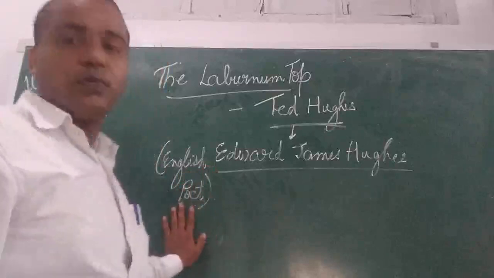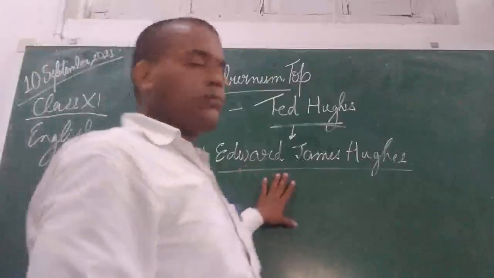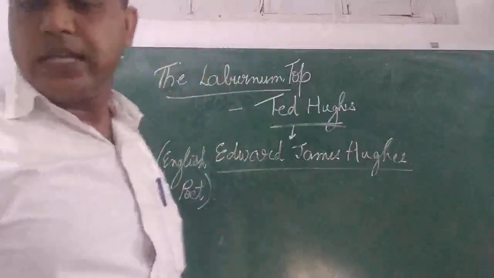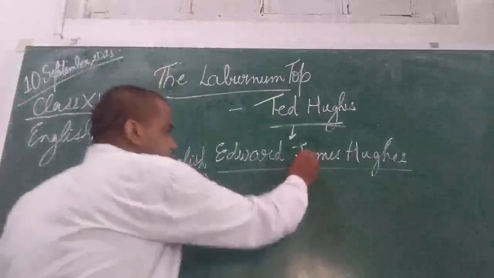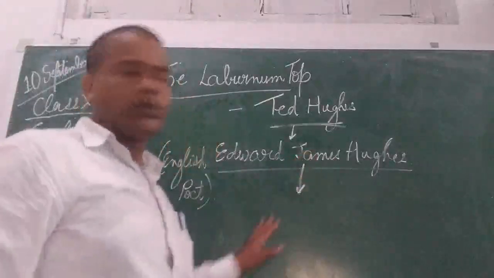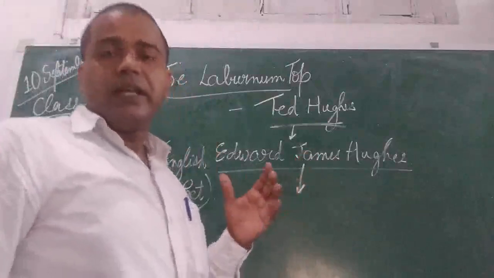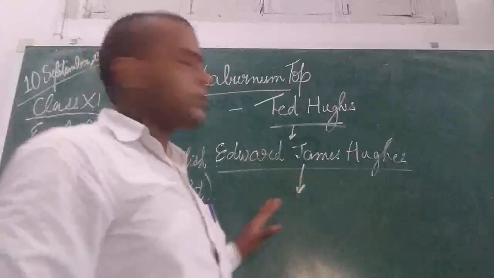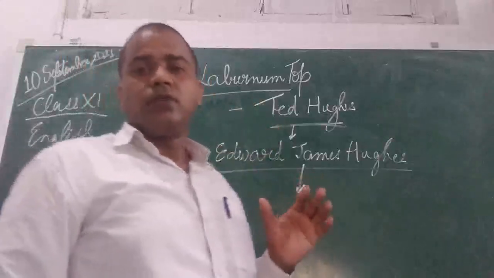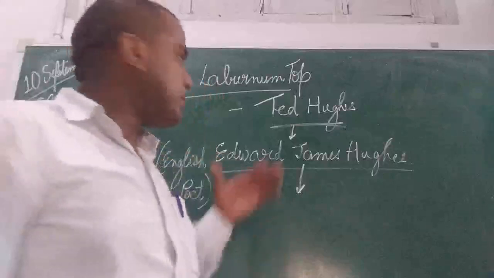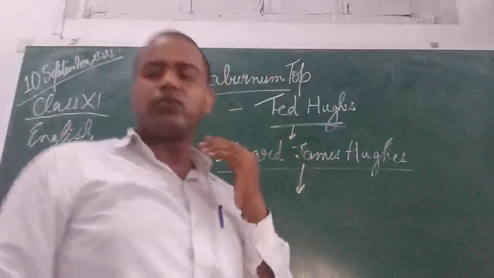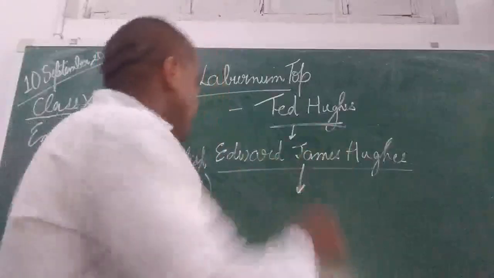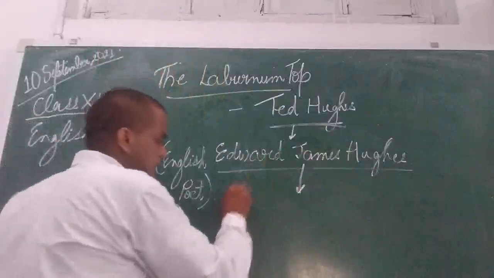English poet. And he got the title of Poet Laureate in 1984. Why are we concerned about the poet? Because if we know about the poet, then we can easily understand the poem also. Once we become familiar with the writer, then we can easily understand what type of poem he can write.